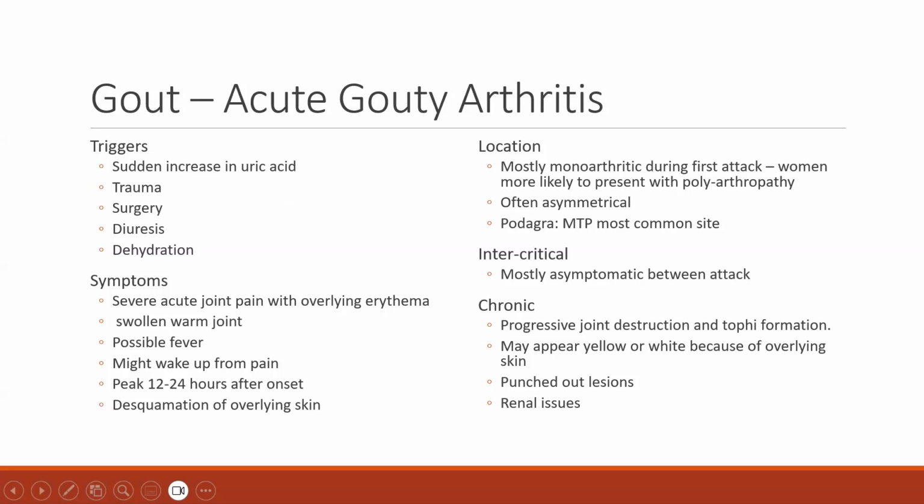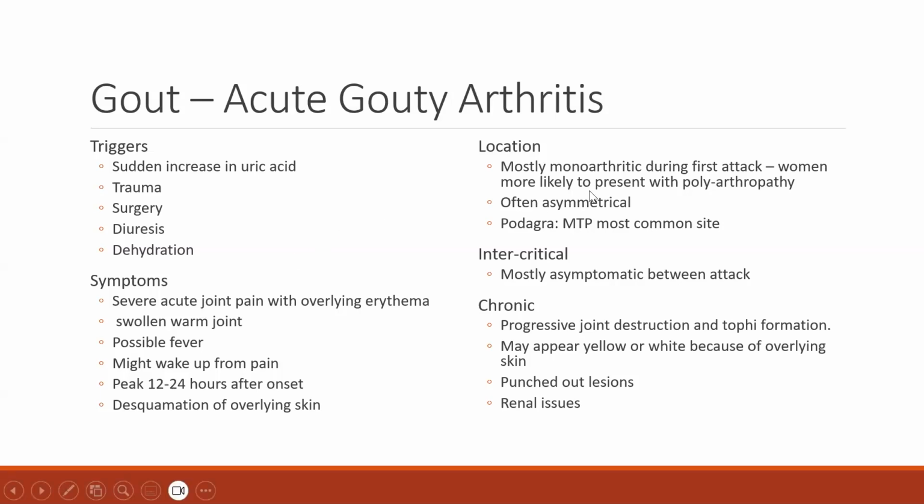Symptoms, severe acute joint pain with overlying erythema. We get swollen warm joint, might have fever, might wake up from the pain because it's very severe. The peak pain is 12 to 24 hours post onset, and we can get desquamation of the overlying skin.